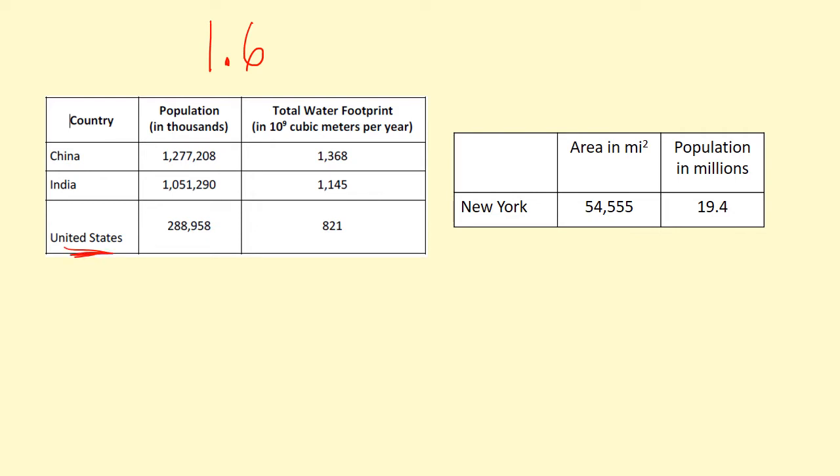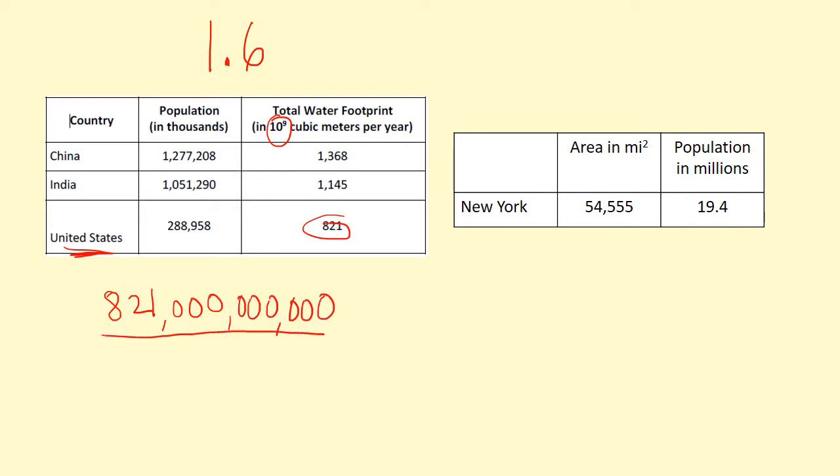If you recall, to calculate this water footprint, we took the amount of water used by the country, which is 821. And since this is 10 to the 9th cubic meters, we follow that by 9 zeros. And we divided that by the number of people. Per capita means per person, so that's why we look at the population. The population at this time that this data was taken in the United States was 288,958,000. We add those last 3 zeros because of this thousands here.